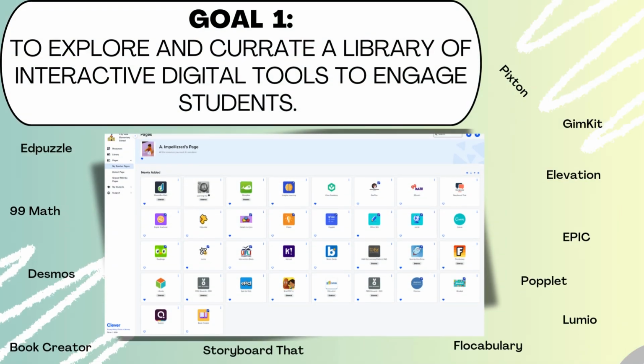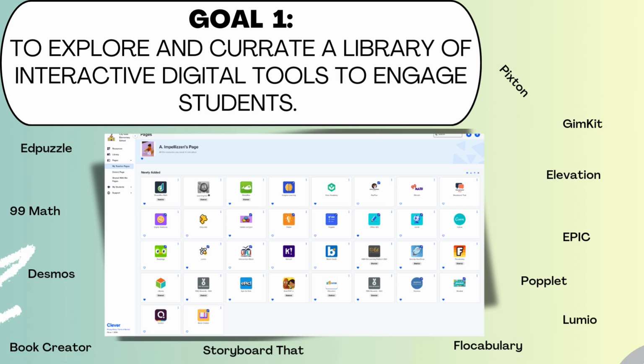My first goal of exploring and creating the library of digital tools, I feel like I met it by creating a hub on Clever within my page of all the tools that I've gone over for the instructional technology program. I am able to go into one place and pull what I need either for myself as an educator or to provide instruction for students as a resource.